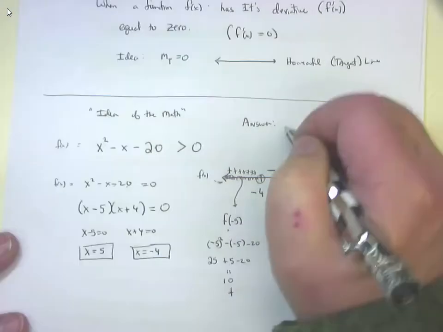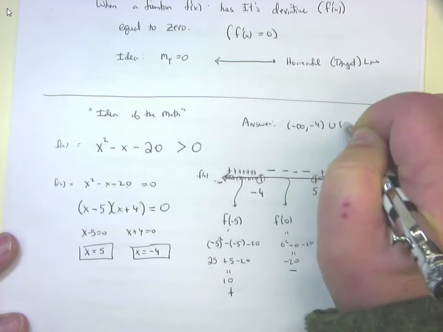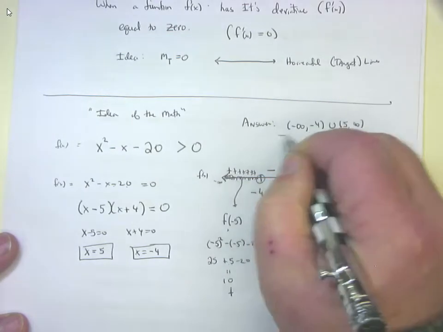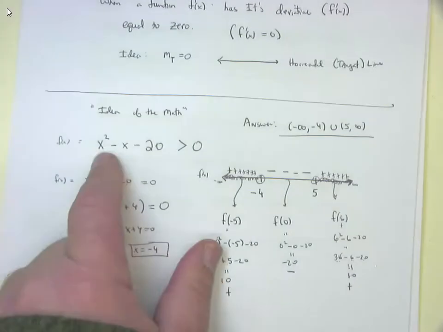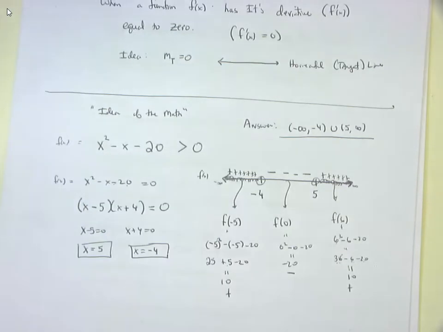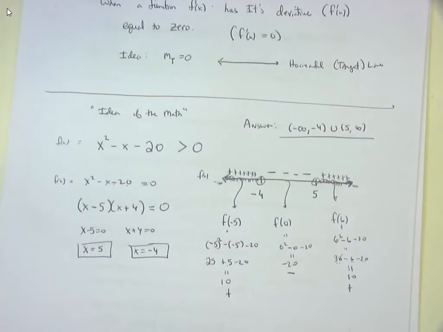So the answer is negative infinity to negative 4 union 5 to infinity. This is the interval where this function x squared minus x minus 20 is actually greater than 0. And this is how you show your work. Does that make sense? Okay.